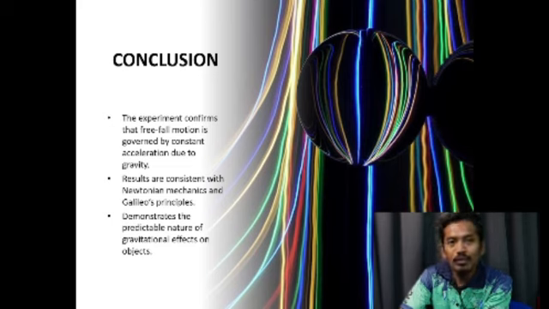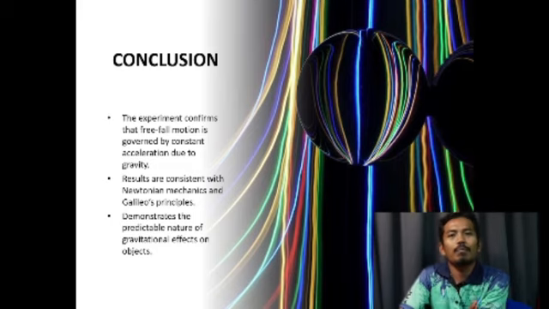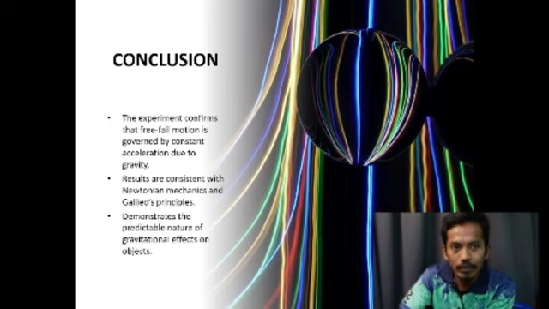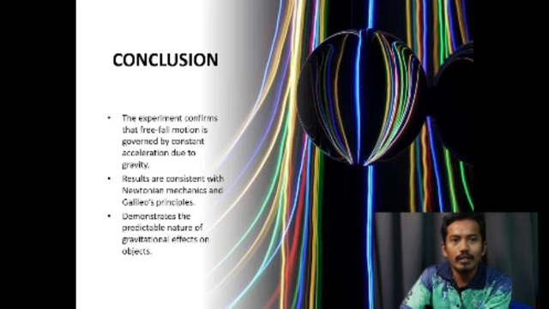Second, results are consistent with Newtonian mechanics and Galileo's principles. Our results strongly support Galileo's early work, which proposed that in the absence of air resistance, all objects fall at the same rate regardless of their mass. Additionally, the experiment aligned with Newton's laws of motion, particularly the second law, F equals ma, which explains how gravity exerts a force resulting in constant acceleration. This connection not only validates our findings but also showcases the enduring accuracy of this foundational scientific principle.